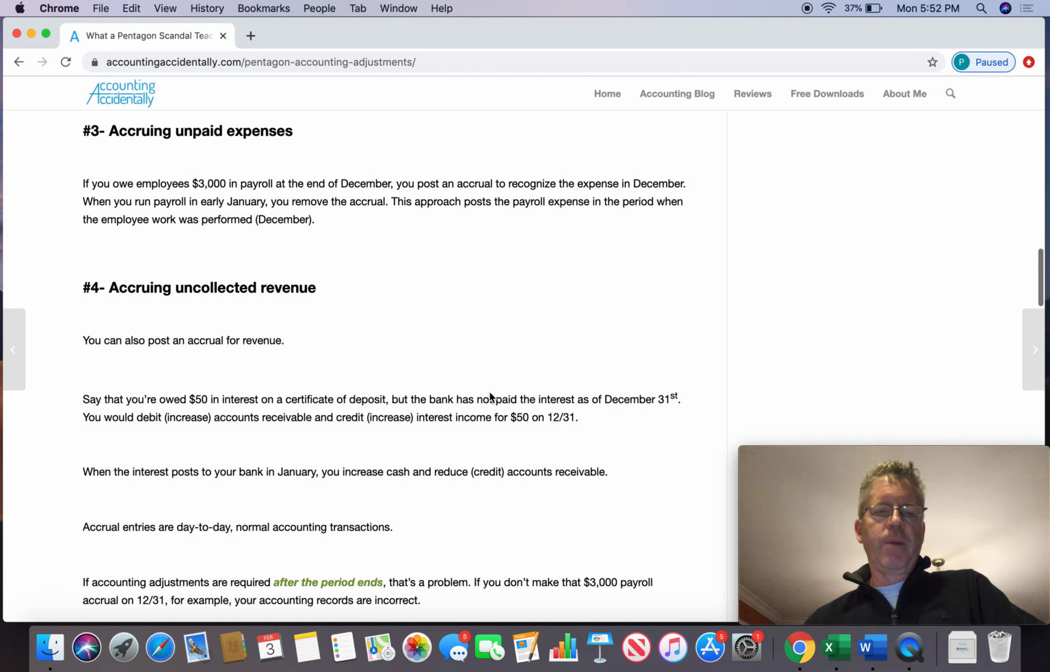Accruing unpaid expenses. We hear a lot about accruals, a common one being payroll. If you owe employees $3,000 in payroll at the end of December, you post an accrual to recognize the expense in December, when the workers earn the pay. When you run payroll in early January, you remove the accrual. This approach posts the payroll expense in the period when the work was performed, which is December. This is all about matching.